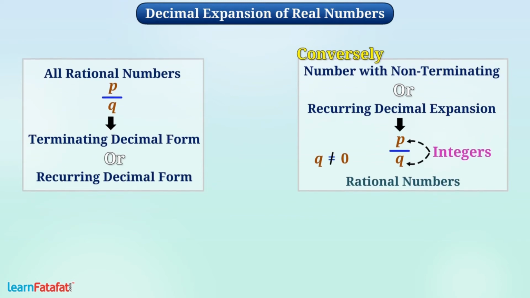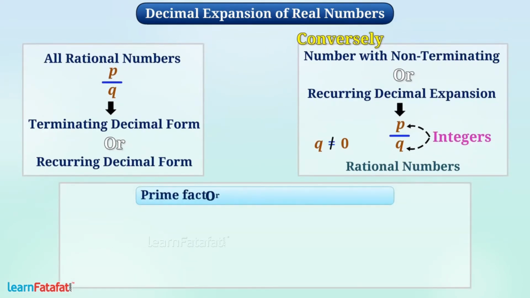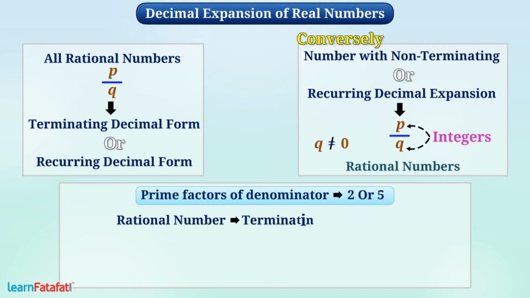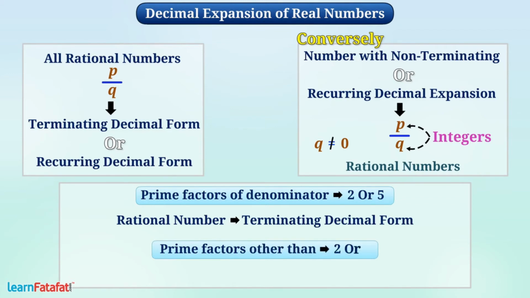Also, note a general observation. If the prime factors of the denominator are 2 or 5 only, then the rational number has a terminating decimal form. And if the prime factors are other than 2 or 5, then the rational number has a non-terminating recurring decimal form.